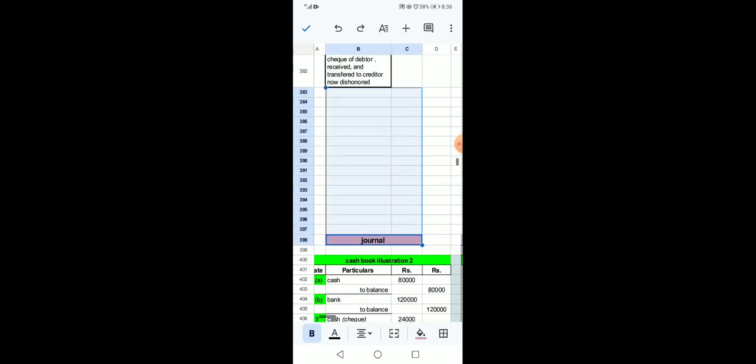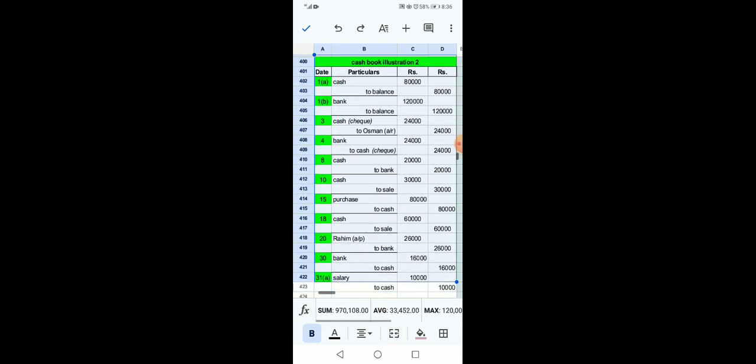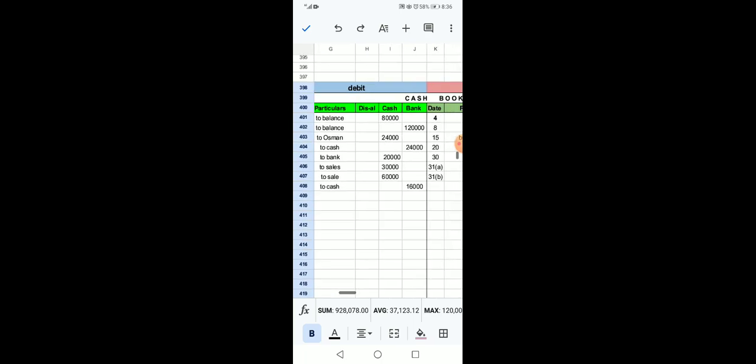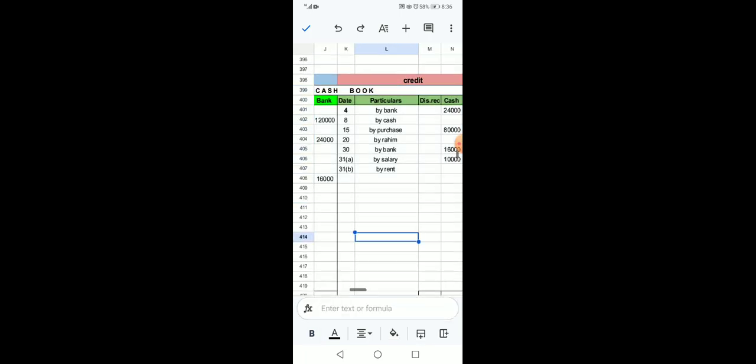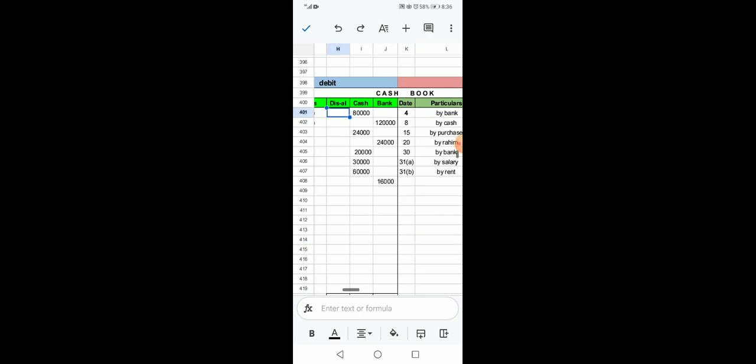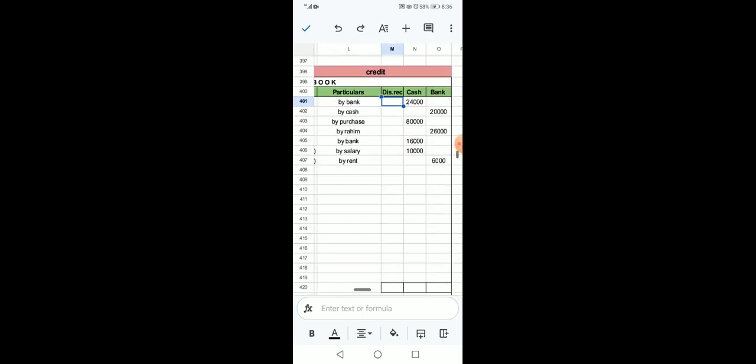And from the first entry to the last entry, what we have done is we have posted step by step all journal entries into different ledgers, that is cash, bank and discount. Though no entry was related to discount, the discount column on the debit side is vacant. Discount on the credit side is also vacant. No amount has been posted over here as there was no entry which had discount.